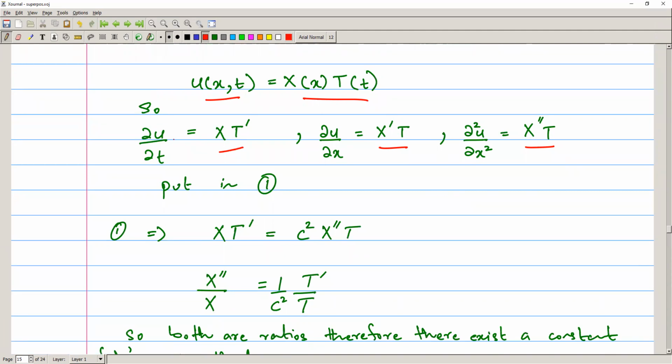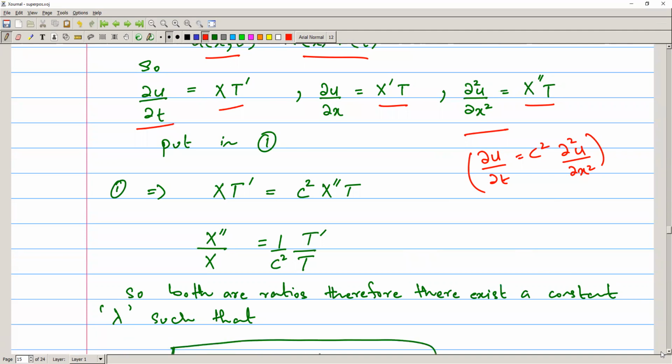So we will put these derivatives in equation 1. That is ∂u/∂t = c² ∂²u/∂x², right? So we'll plug in the values of ∂u/∂t and ∂²u/∂x² respectively. So we'll get here XT' in place of ∂u/∂t, and c² X''T in place of c² ∂²u/∂x², right?